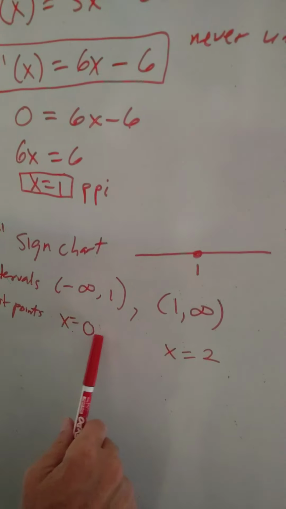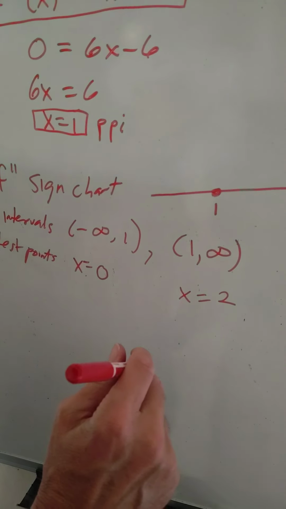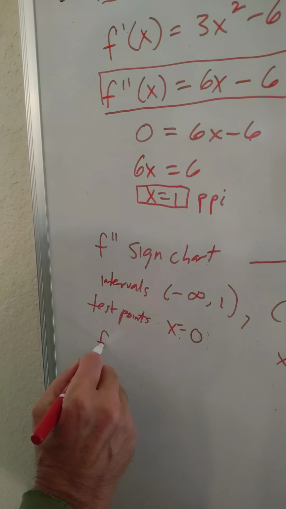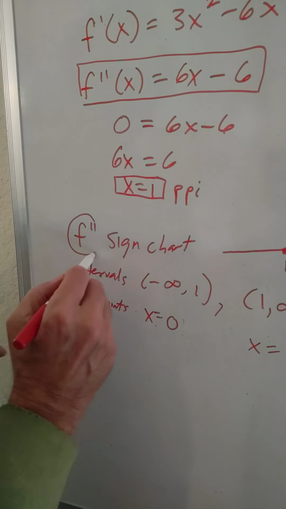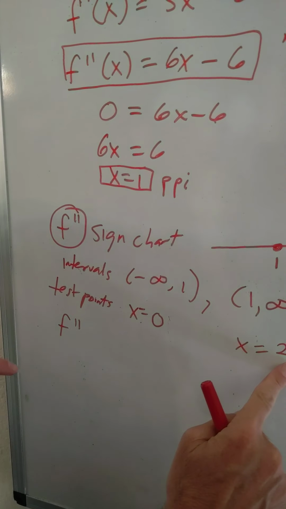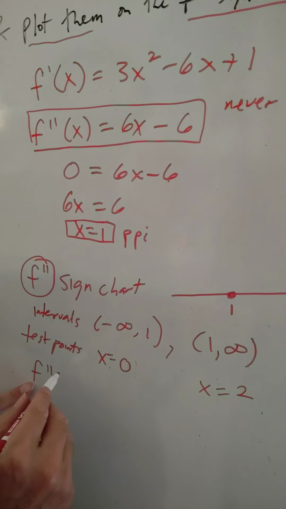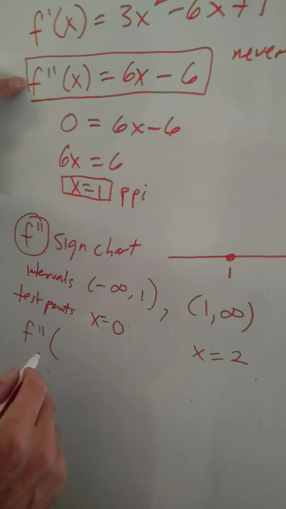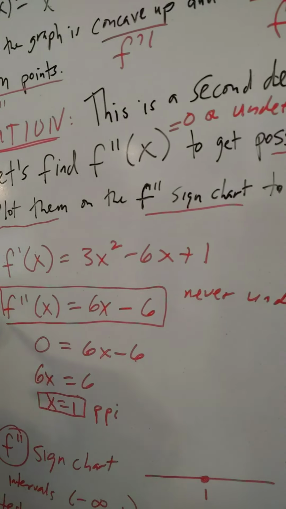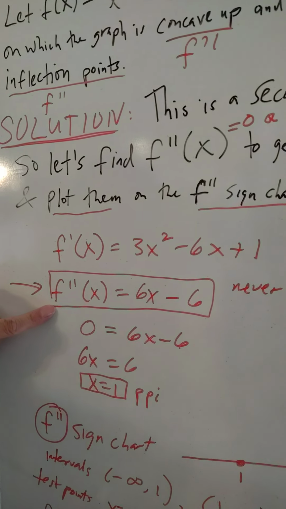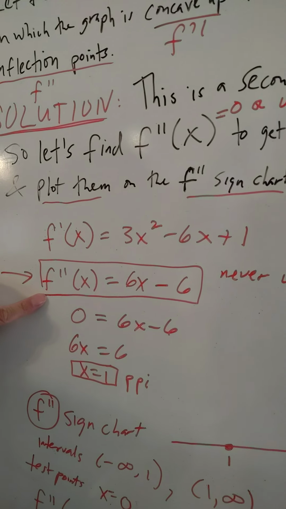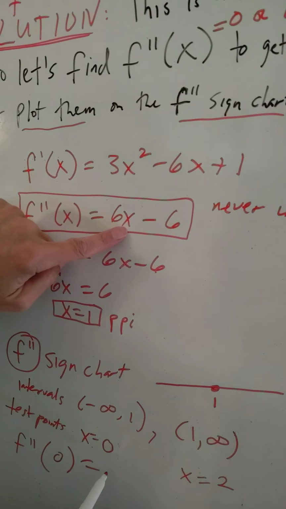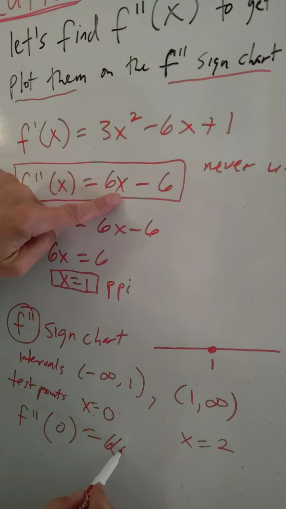Now that I have my test points, here's what we're going to do next. You want to plug them into f double prime. This is called the f double prime sign chart. So first I'll plug x equals 0 into this second derivative. Make sure you go to the correct place: you want the second derivative because this is the f double prime sign chart. So when I input 0 for x, I'm going to get 6 times 0.